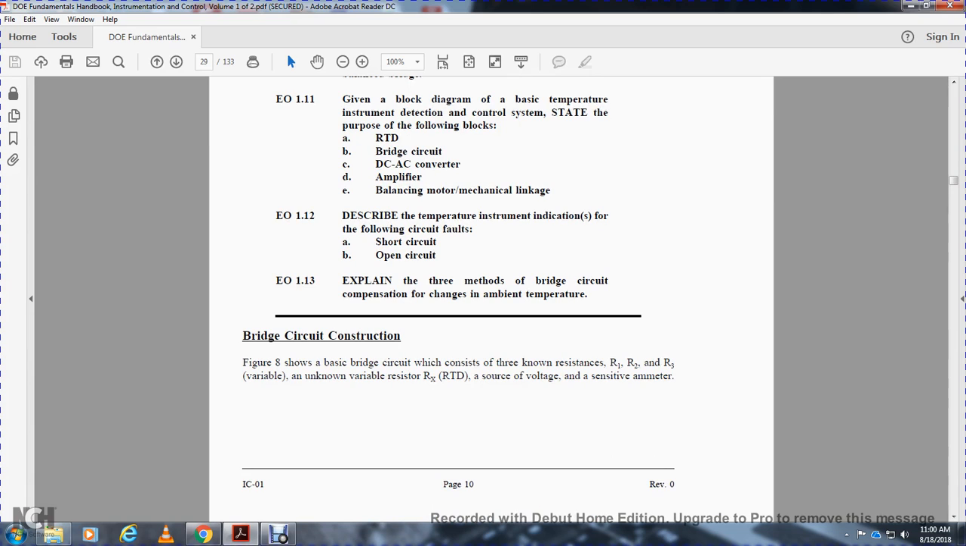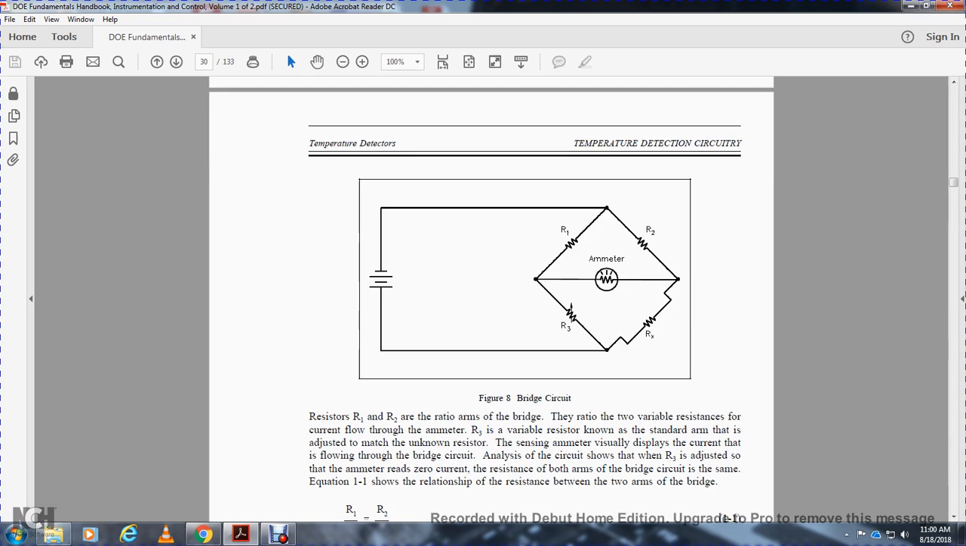The figure shows the bridge circuit with three known resistors: resistor 1, resistor 2, resistor 3 variable, and the unknown with the variable resistor RX, the resistance temperature detector. A source voltage is applied, with a sensitive ammeter. As you notice, the ammeter is connected across the bridge circuit. Resistors 1 and 2 are the ratio arms of the bridge, setting the ratio for the current flow through the ammeter.